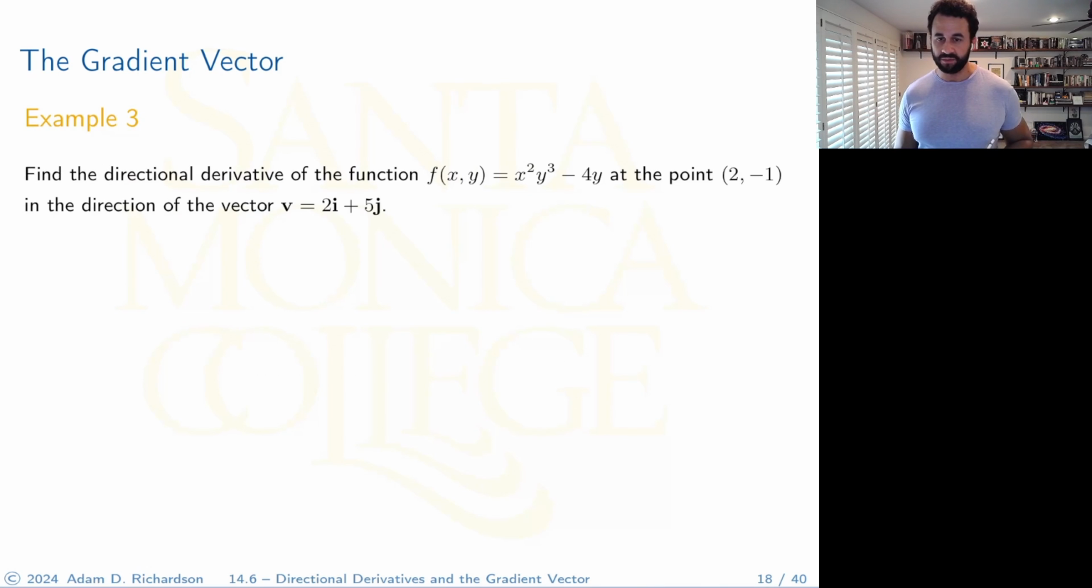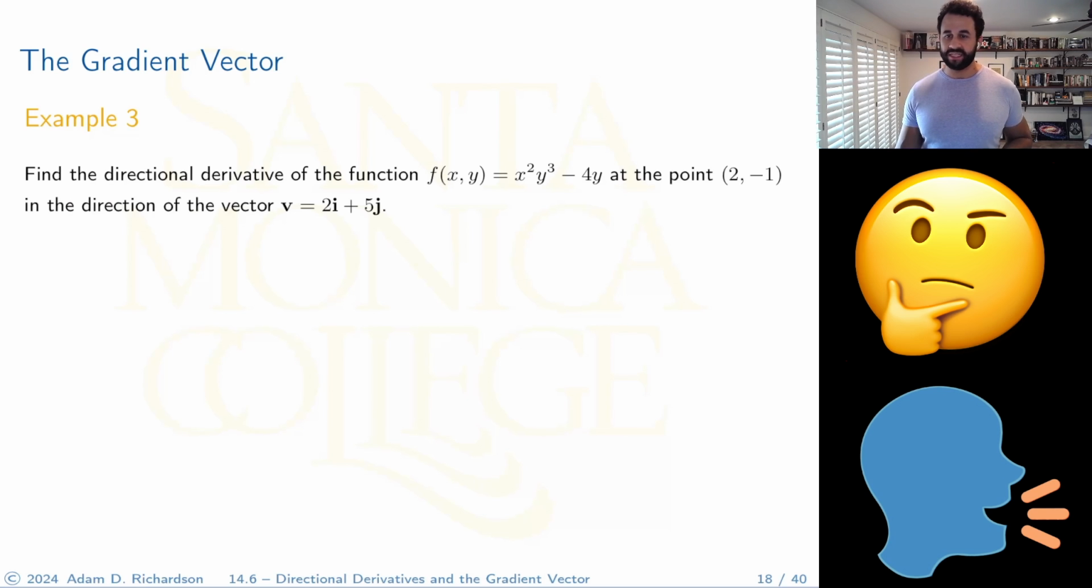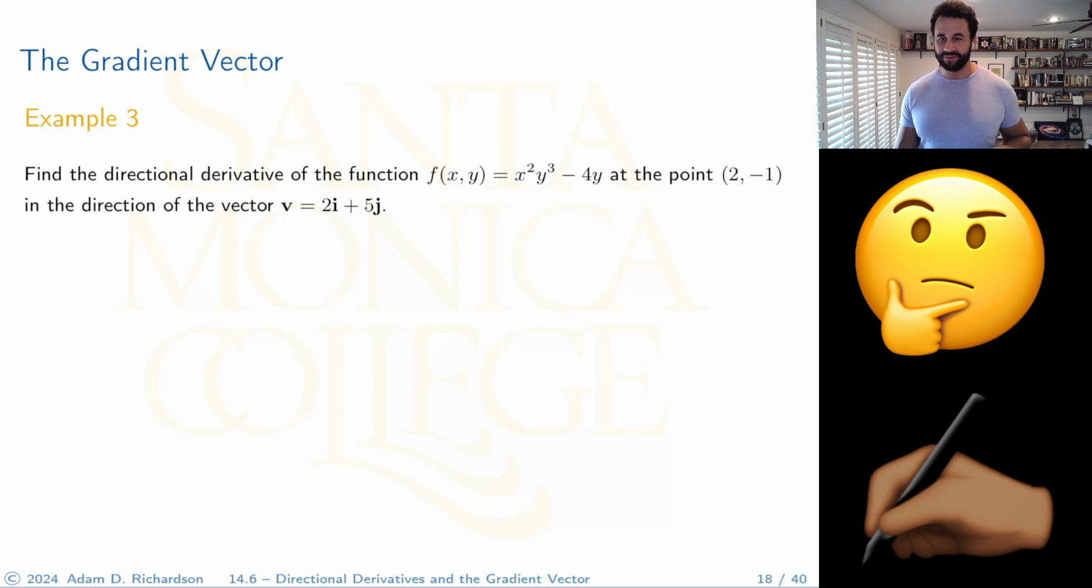Okay, let's do another example. See if you can find the directional derivative of the function given here. This is a polynomial at this point in the direction of this vector right here. So once again, I'll throw up the thinker here. What do you want to do first? Think about it. All right, now speak up. Say something to anybody, your dog, your friend, yourself. What are you going to do first? All right, now try to work it out on your own, and we'll do it together in a moment.